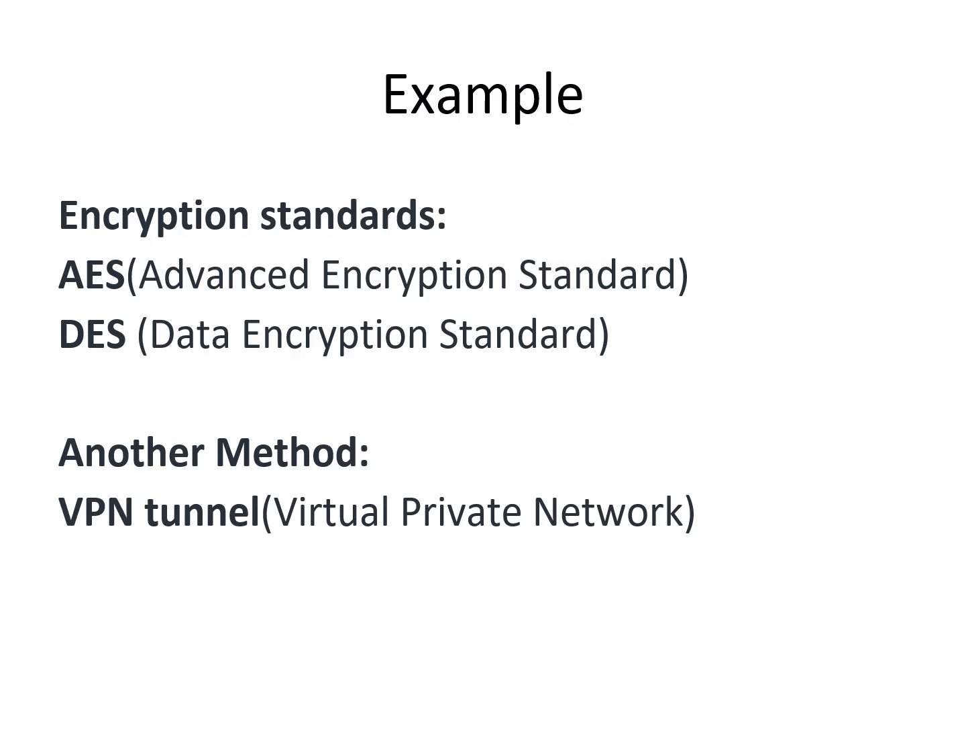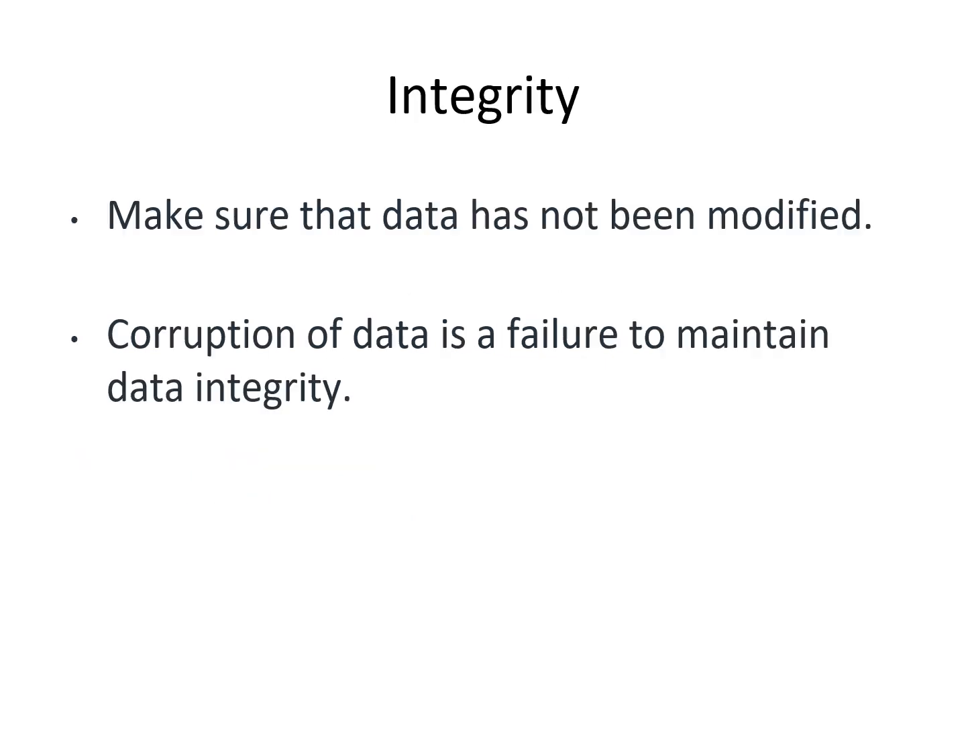Examples of confidentiality algorithms, encryption algorithms, are the Advanced Encryption Standard and the Data Encryption Standard. DES is the first method which was introduced, and in order to improve security, we go for AES. Another method is the virtual private network, a VPN tunnel. Only authorized users can enter the tunnel and open the messages. These are the confidentiality algorithms.